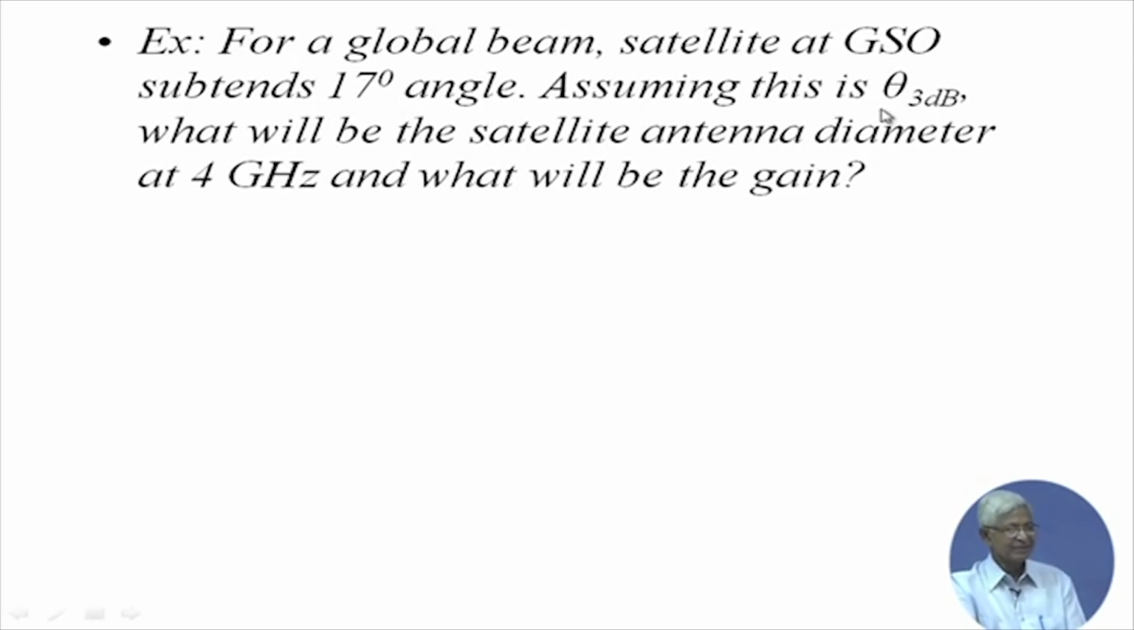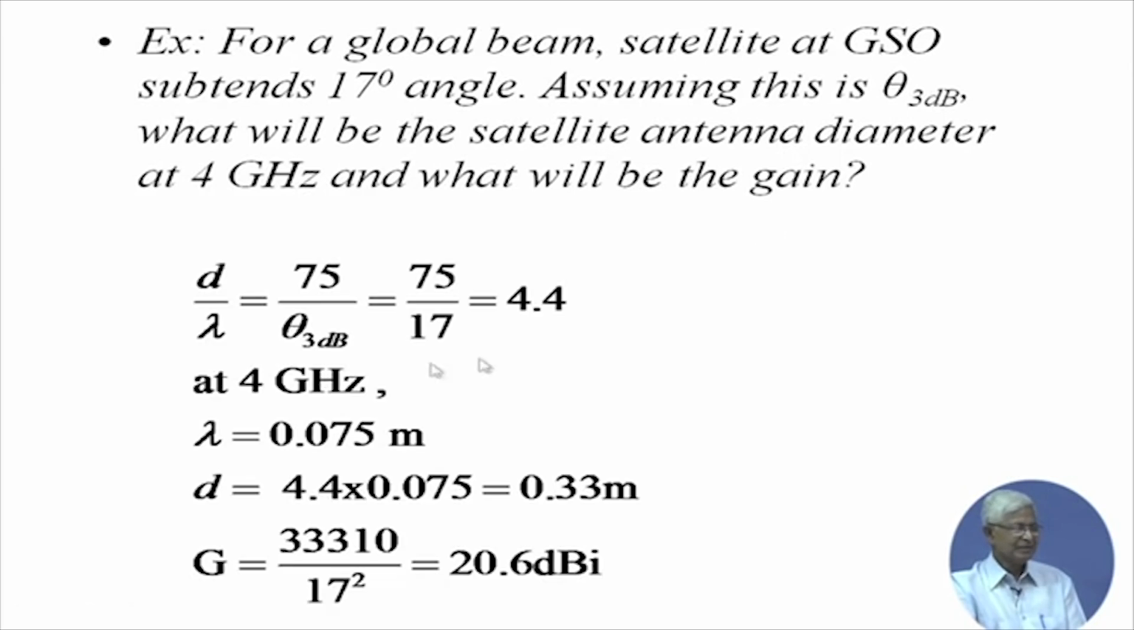Assuming theta, that is the theta 3 dB of the satellite. So, what should be the satellite antenna gain and its diameter at 4 gigahertz, because lambda is coming at 4 gigahertz, what should be its diameter and the gain? Easy calculation. D by lambda first you calculate, that is 75 by theta 3 dB. Theta 3 dB is 17 degree. So, d by lambda ratio is 4.4.